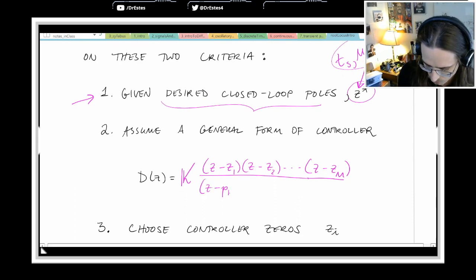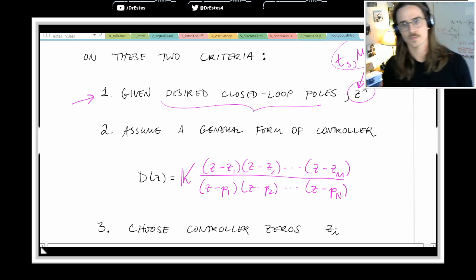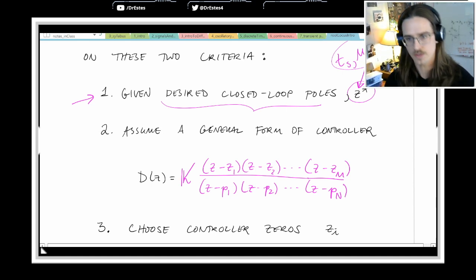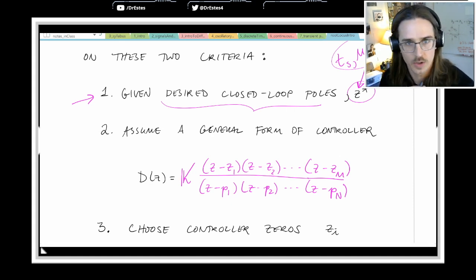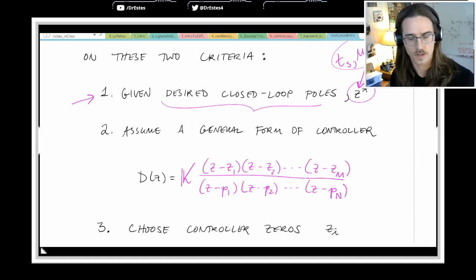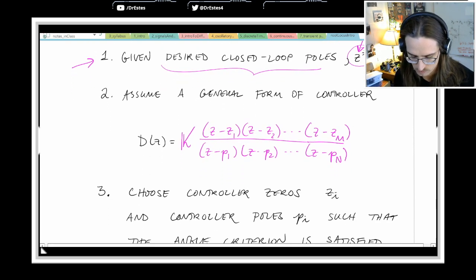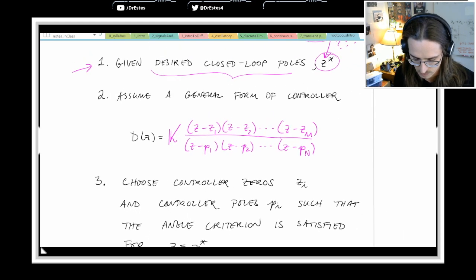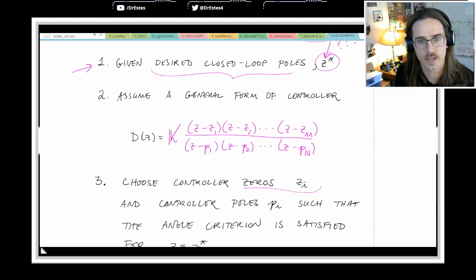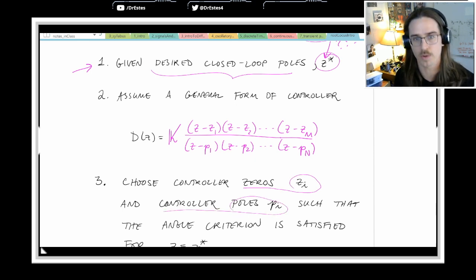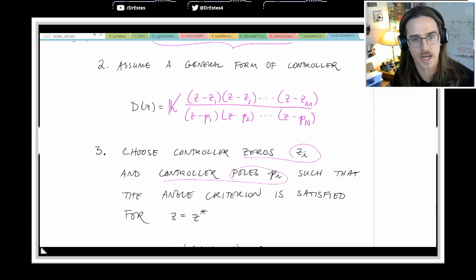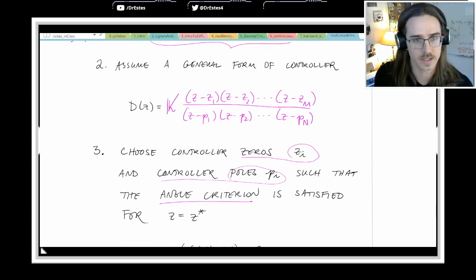It's also going to have some poles. In general, let's just say it could have up to N poles. So we at least know it could be of this form. That's your starting point. Now, we're going to choose how many zeros we have and where they are. And same with the poles. We're going to choose how many poles we're going to have and where we're going to put them, such that the angle criterion is satisfied.